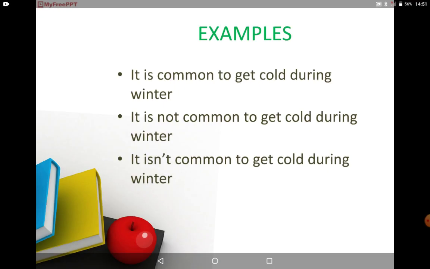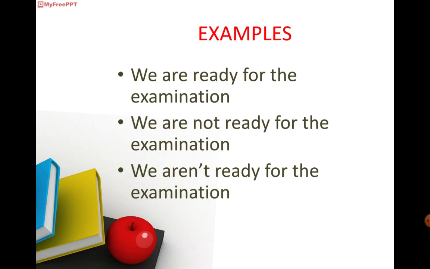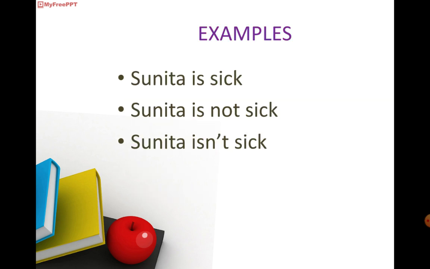Another example, we are ready for the examination. What kind of a sentence is this? This is a positive sentence. To make it negative, we have to add not. So, the negative sentence is we are not ready for the examination. If you shorten it, it becomes we aren't ready for the examination.